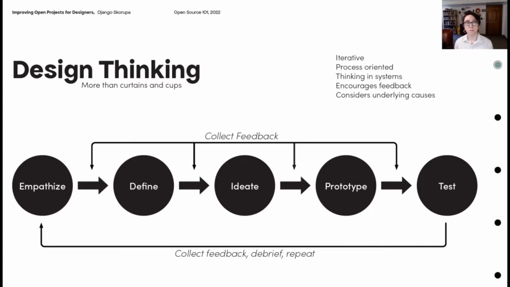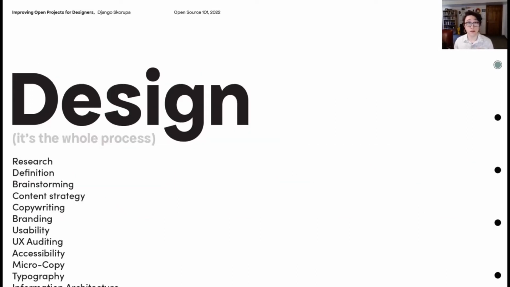But designers don't oftentimes refer to design thinking as design thinking. We just refer to it as design. Because design is the whole process. It's research, definition, brainstorming, content strategy, copywriting, branding, usability, UX auditing, accessibility, microcopy, typography, information architecture. And yes, I ran that list off the page for a specific reason, and that's because it's so much more than this, right? Design is all of this, and different people specialize at different steps of the process.